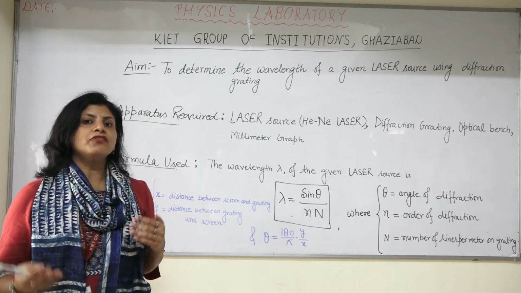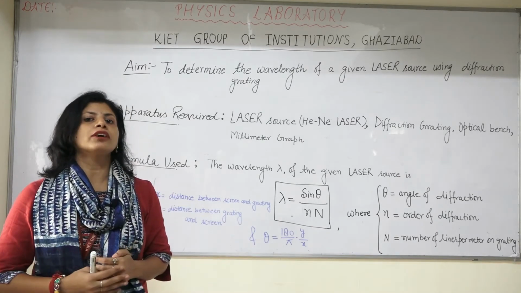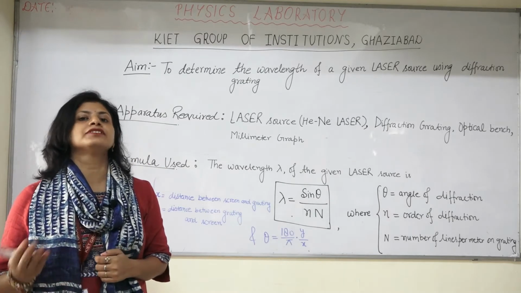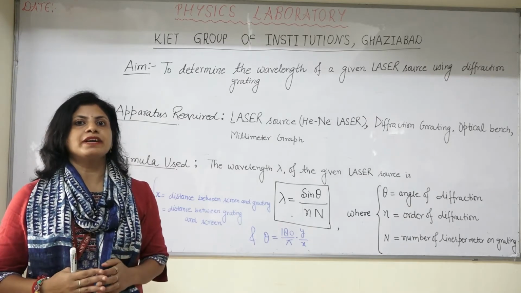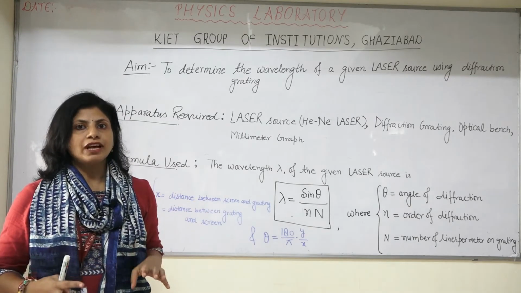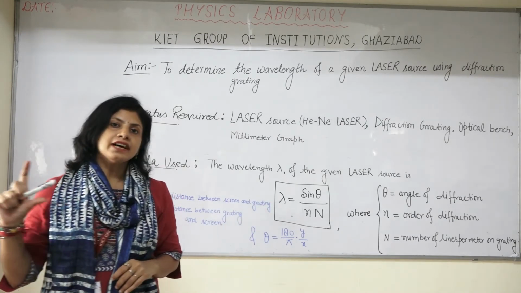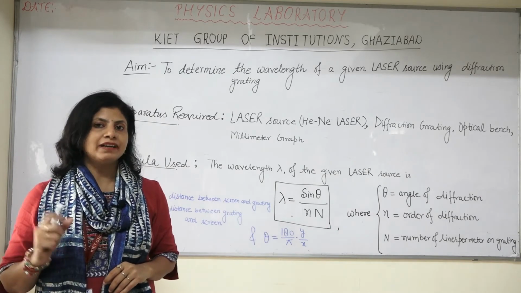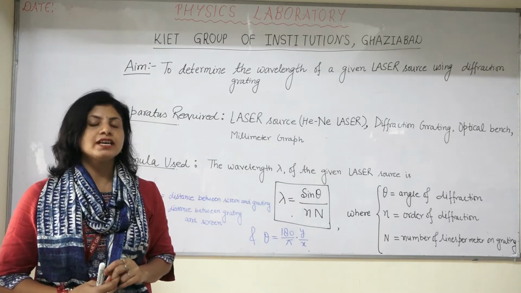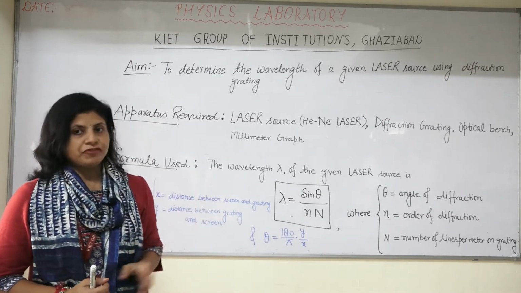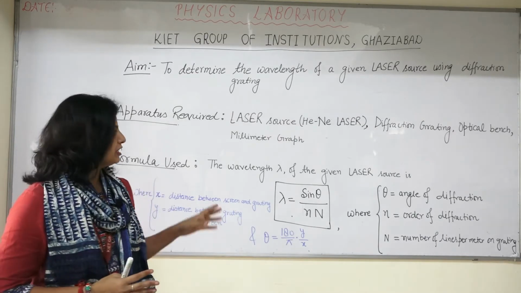A grating is an arrangement of a large number of equidistant parallel slits. When the spacing between these slits is of the order of the wavelength of light, then the light diffracts and the grating gives a diffraction pattern. With the help of this diffraction pattern, we can calculate the wavelength of light which is used in this experiment with the help of this formula.